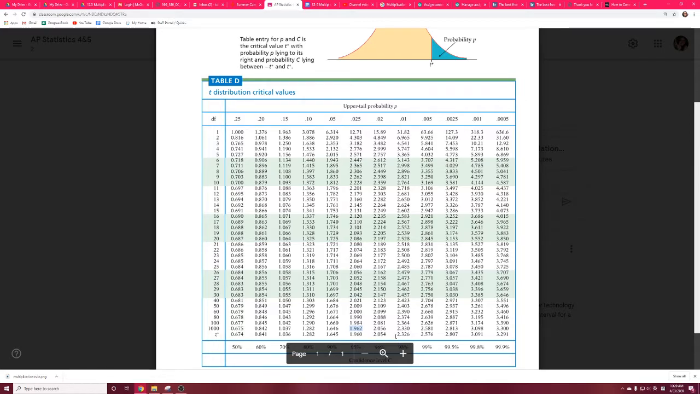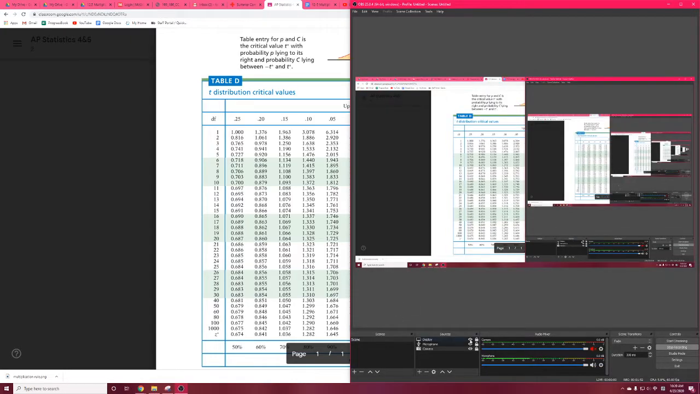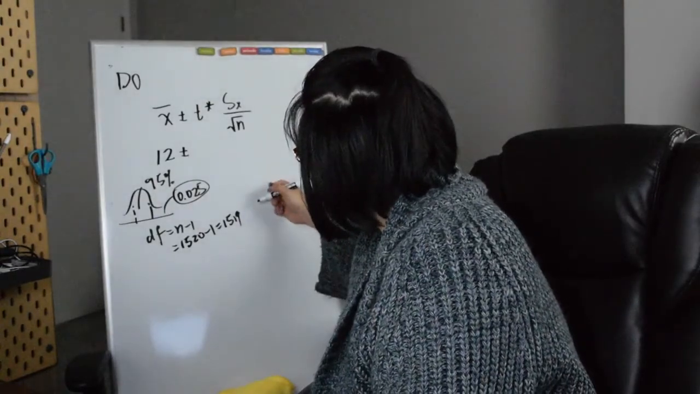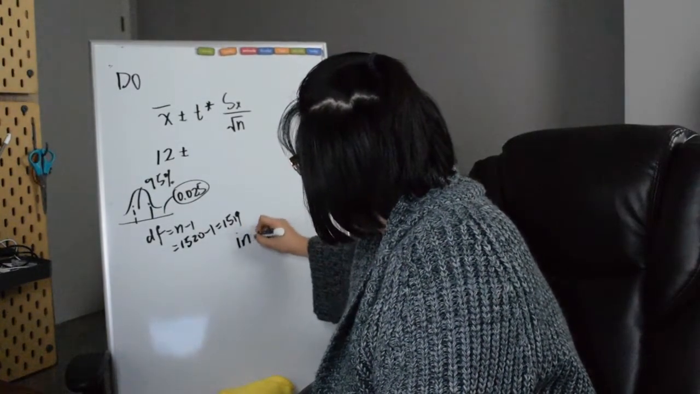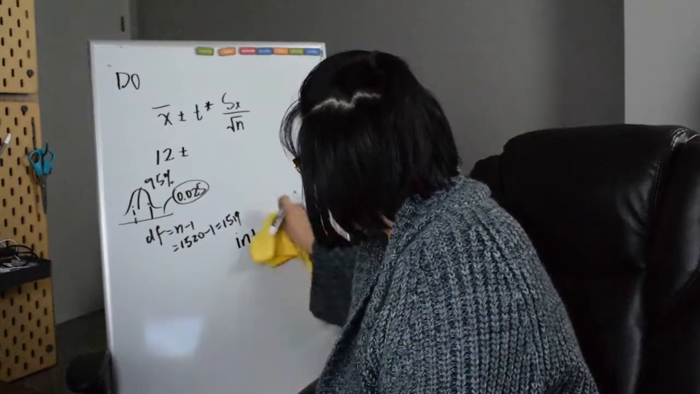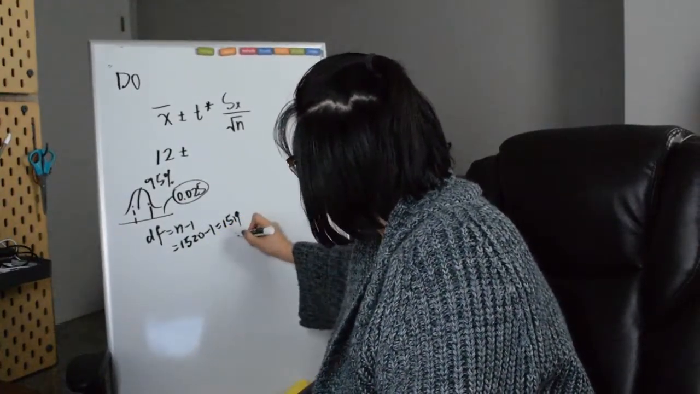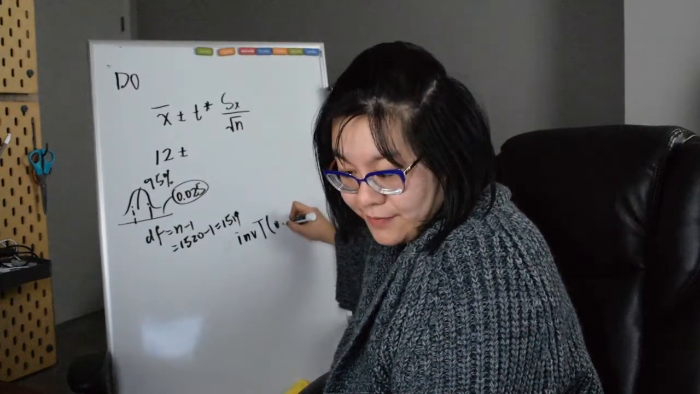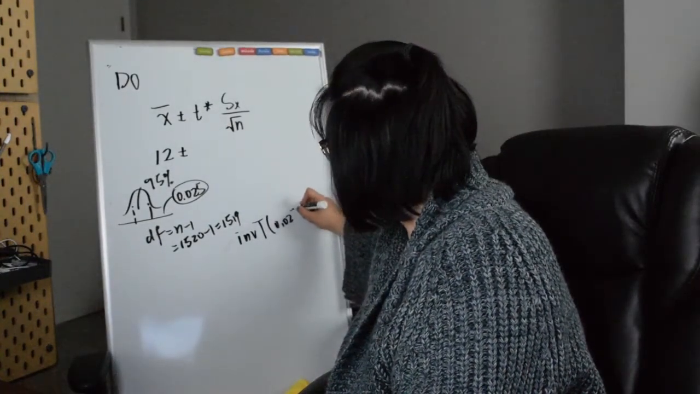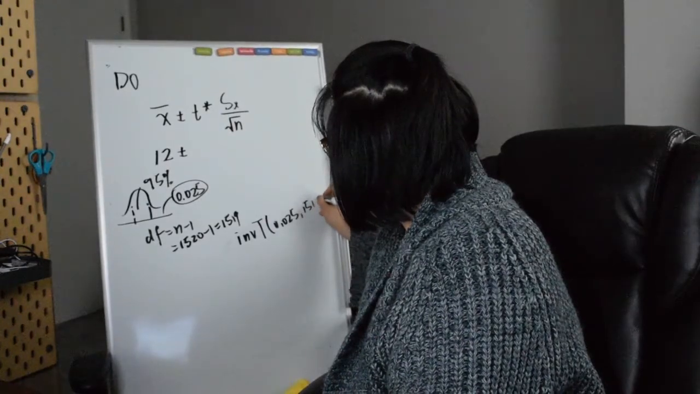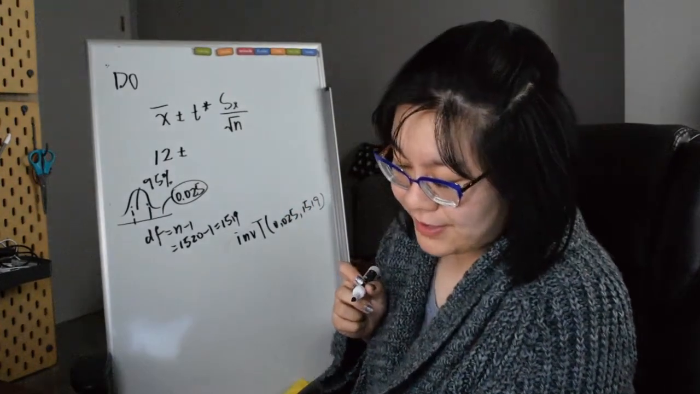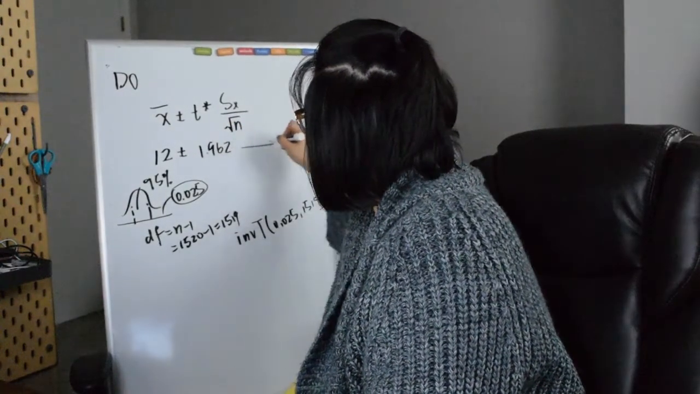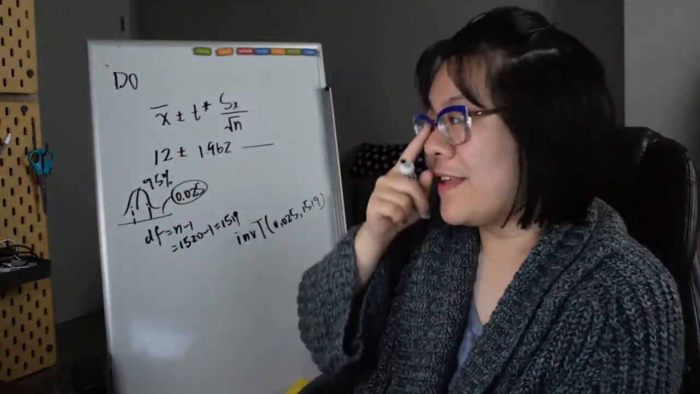You're gonna do inverse T. Let me show you what that is. So you can also do INV T in your calculator, and then you type in 0.05, 0.025, and 1519. You will get a very similar result. It's 1.962. Okay, and then we're gonna plug in the rest of our information.